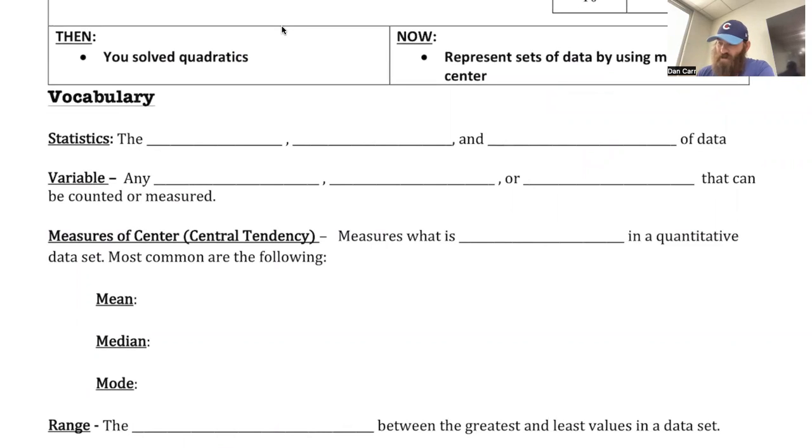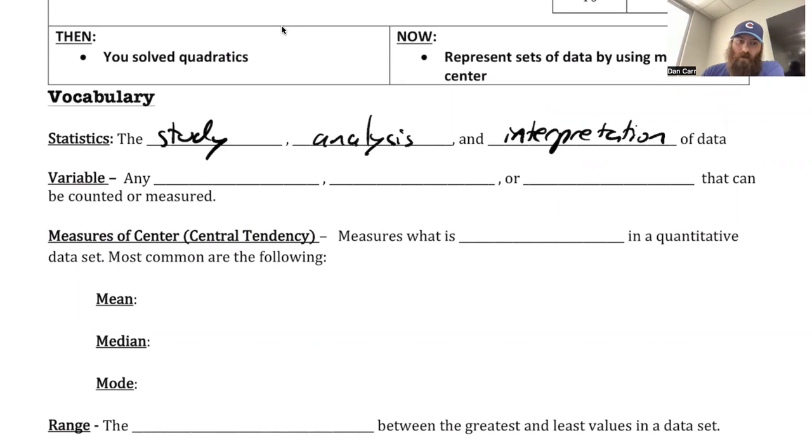So the first one is, what is statistics? It is the study, analysis, and interpretation of data. Okay. Part of that is we call the things that we study the variables.